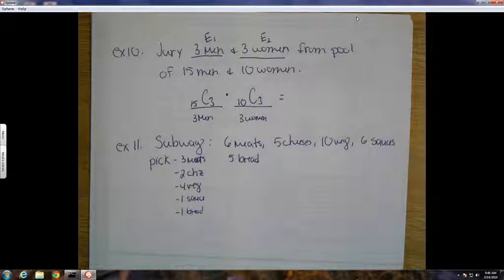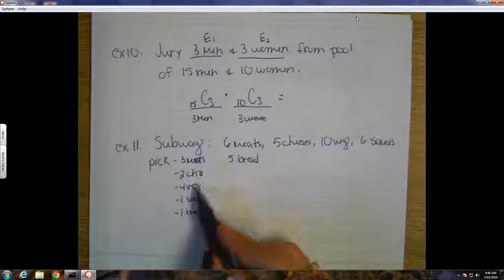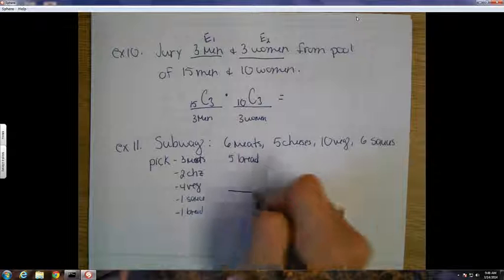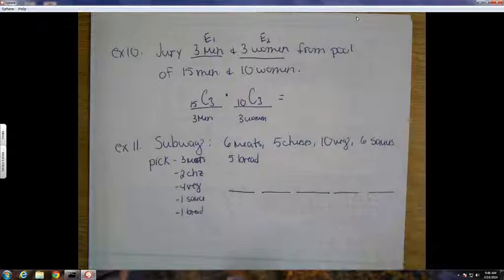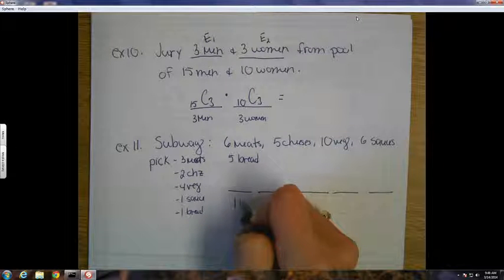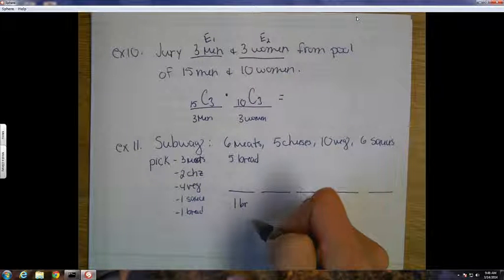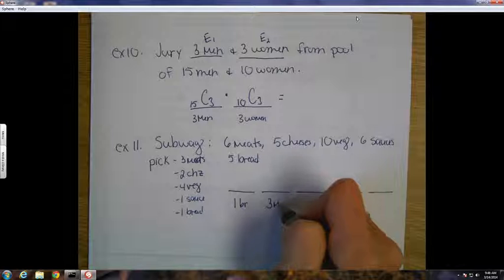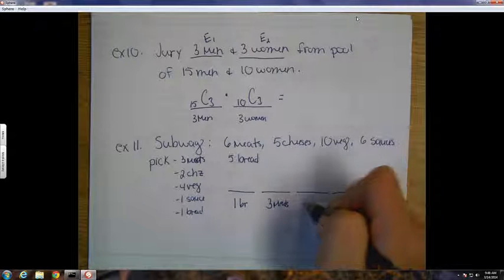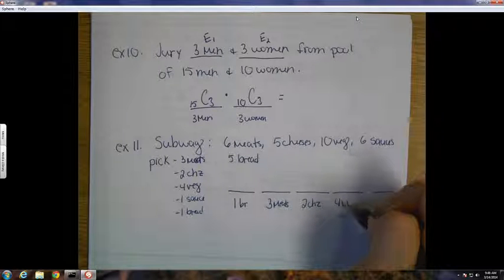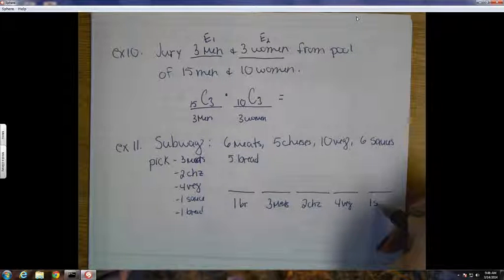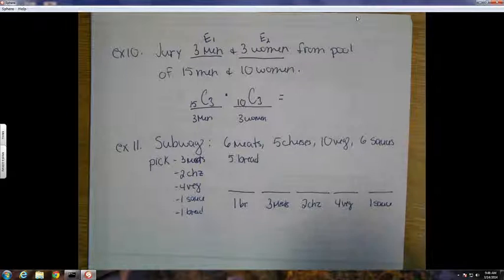So, how many events are we doing here? 6. Does it matter what order I do my stuff in here? Okay, I've got to pick 1 bread. I'll start with the bread. I'm going to pick 3 meats, 2 cheeses, 4 veggies, and 1 sauce.